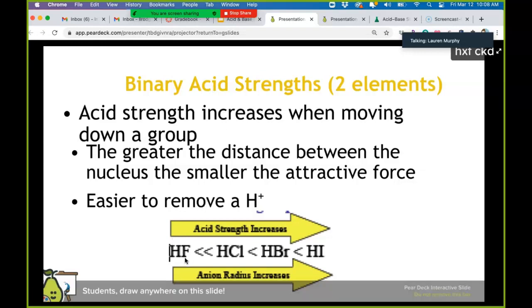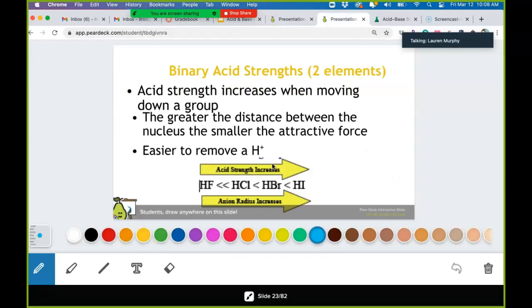So this is going to be the reason why a lot of kids, we always think HF, or it's easy to think it's a strong acid, and it's not, it's weak, and this is going to be the reason. So of the halogens with hydrogen, HF is the weakest and HI is the strongest. So it's going to have everything to do with radius, okay?